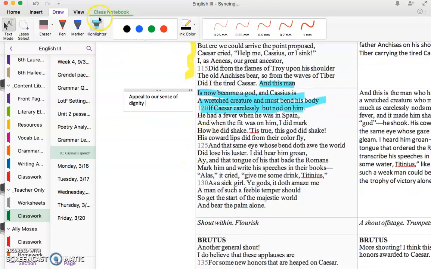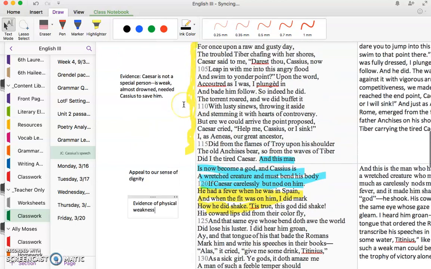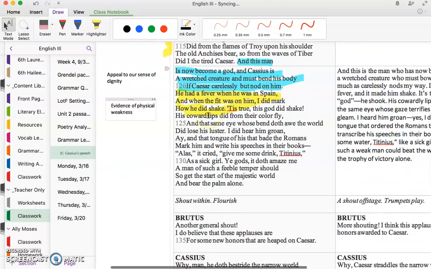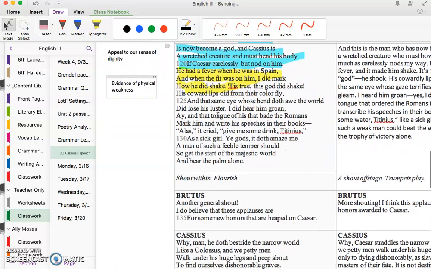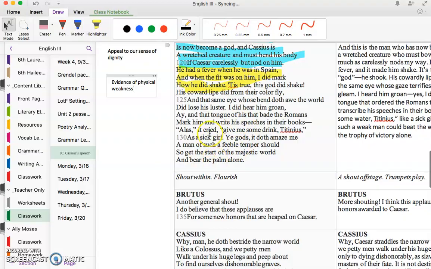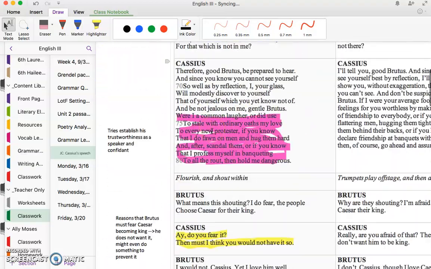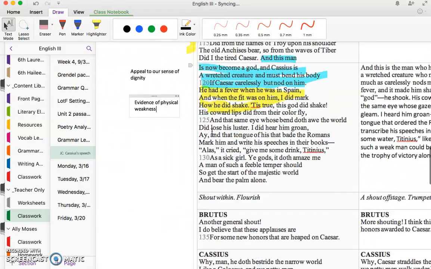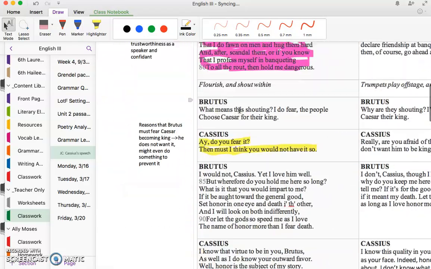There's other further evidence in here. He had a fever when he was in Spain, and when the fit was on him, I did mark how he did shake. 'Tis true, this god did shake. Again, he's essentially giving us an example, some evidence of his physical weakness that we can again see as a marker that he does not deserve any particular reverence above all of their equals. So these different elements so far have been pretty persuasive, and several of the other aspects in here we could relook at to find even further examples, more ethos, more logos, more pathos. It's all up and down in here.